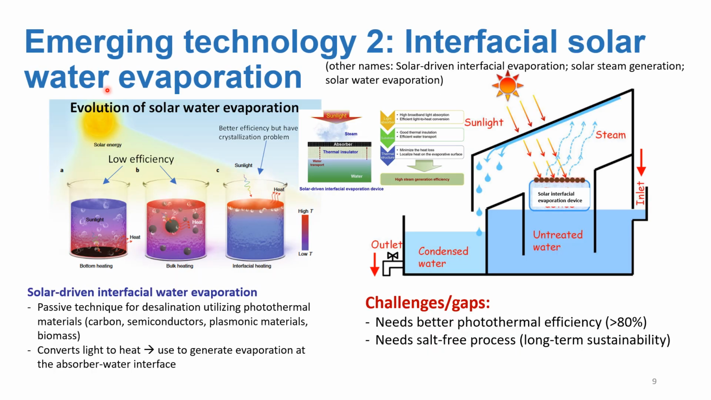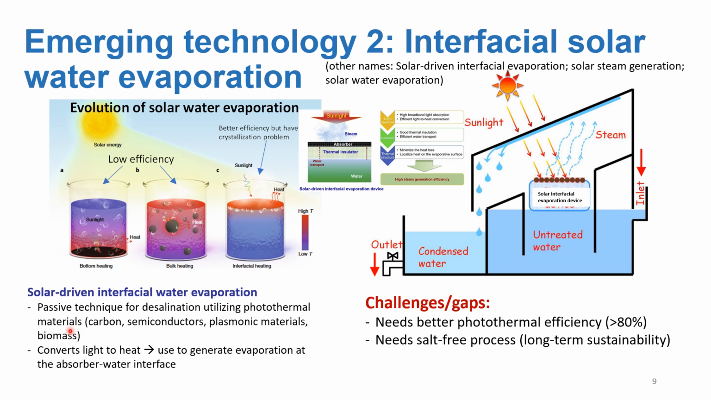So the second emerging technology that I want to discuss is interfacial solar water evaporation. In this system, solar water evaporation is a passive technique. It means that there are no moving parts in this technique. This is used for desalination, which utilizes a photothermal material. So this is important. This is the main material of this process.